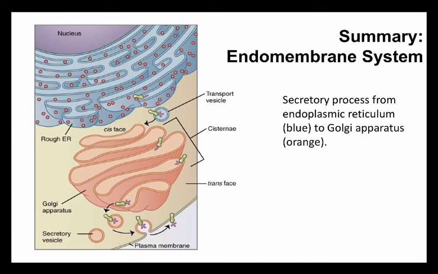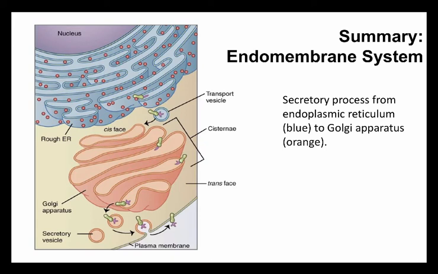One of the things I want to make clear here is two terms, cis and trans. The Golgi is described as having a cis face and a trans face. Cis means same, trans means opposite. So the cis face of the Golgi faces the rough endoplasmic reticulum as well, and so the nucleus. The trans face is on the opposite side of the Golgi body and is the side that's closer to the plasma membrane.